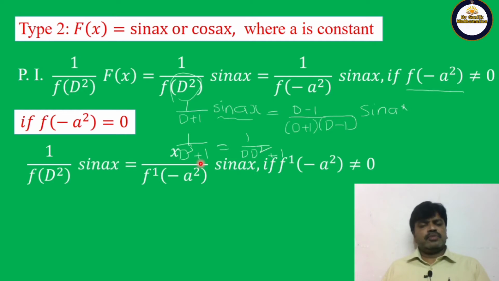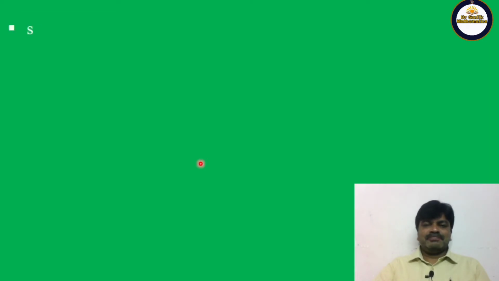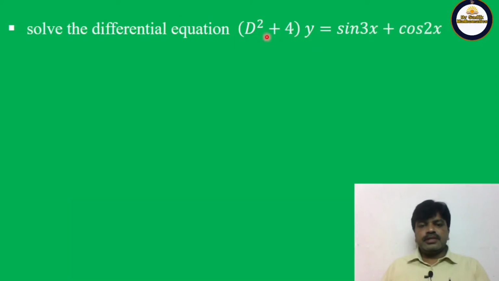Let us see one problem on trigonometric functions. Solve the differential equation (D² + 4)y = sin 3x + cos 2x. Let us see the solution, friends.